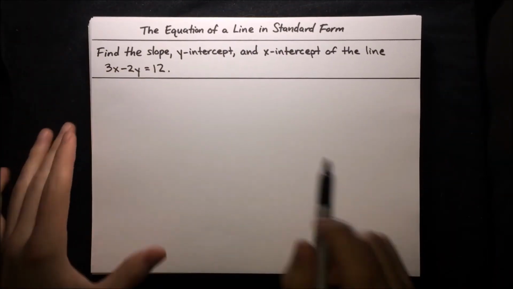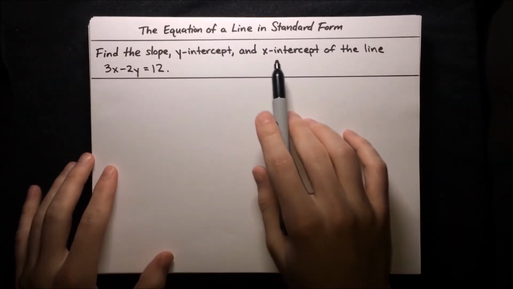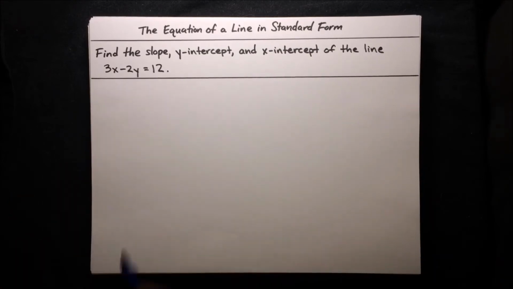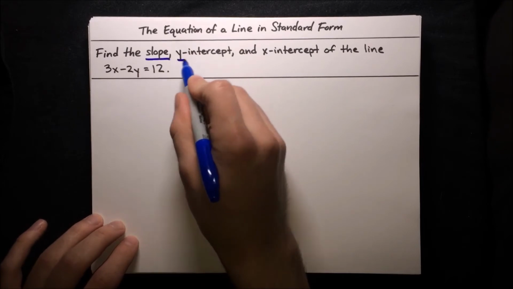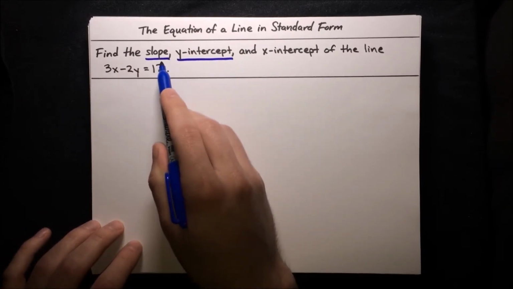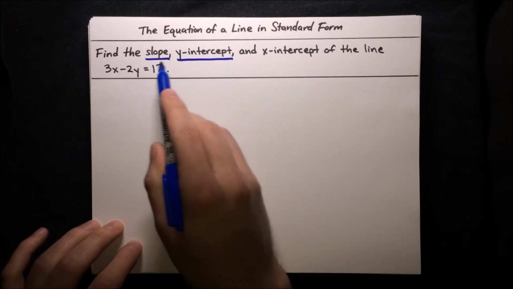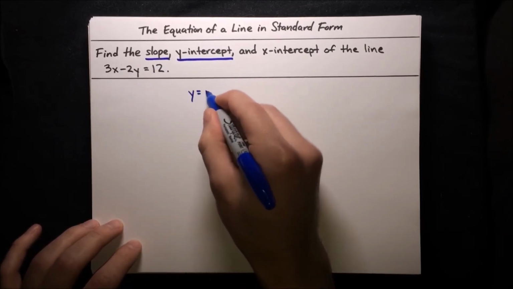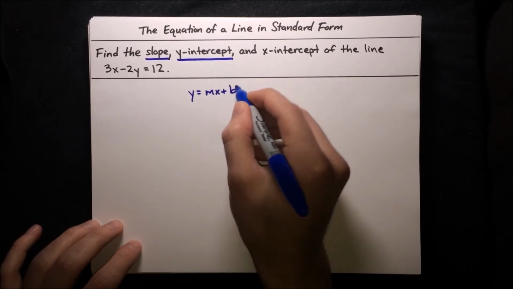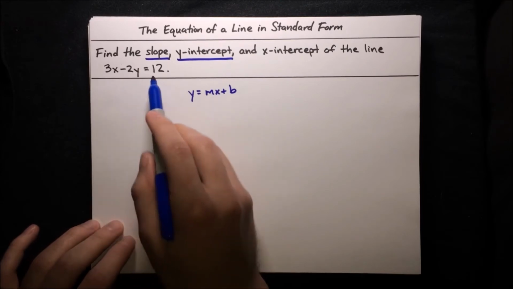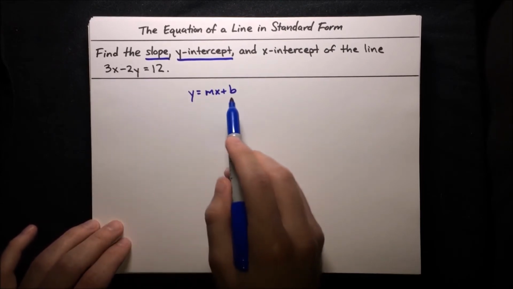Alright, next problem. Find the slope, y-intercept, and x-intercept of the line 3x minus 2y equals 12. Now, to find the slope and y-intercept in particular, that's always easiest when we have the line in slope-intercept form. That just tells us the slope and intercept very explicitly. We just have y equals mx plus b, where m is the slope and b is the y-intercept. So why don't we take this equation and rearrange it into slope-intercept form.